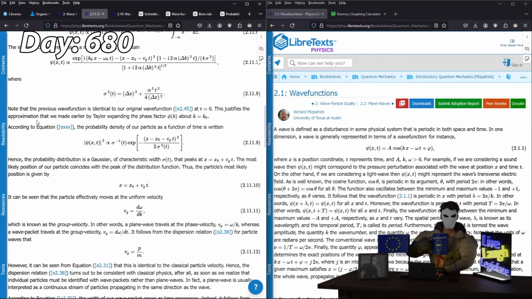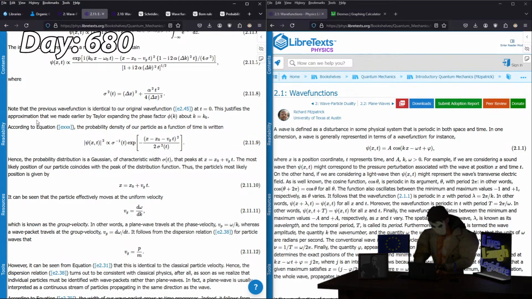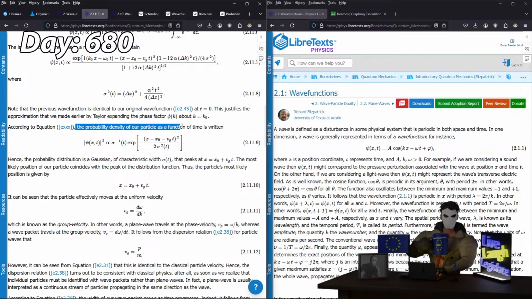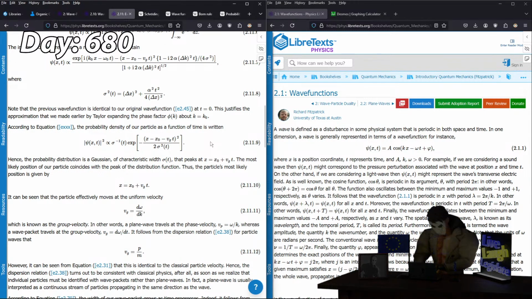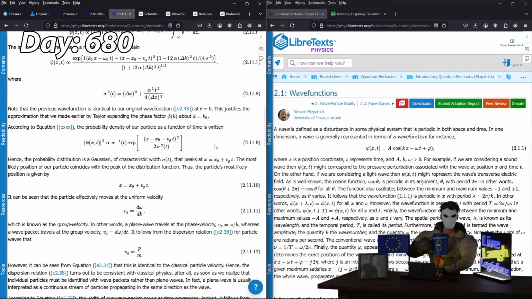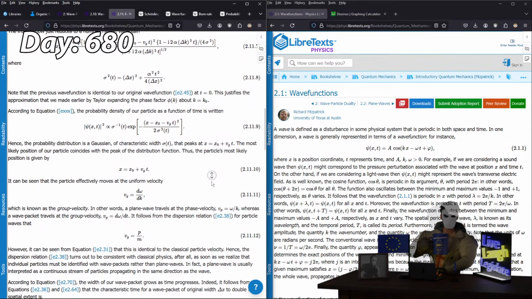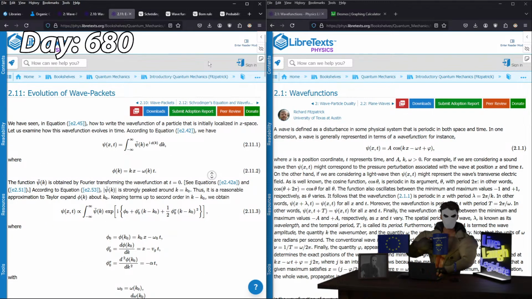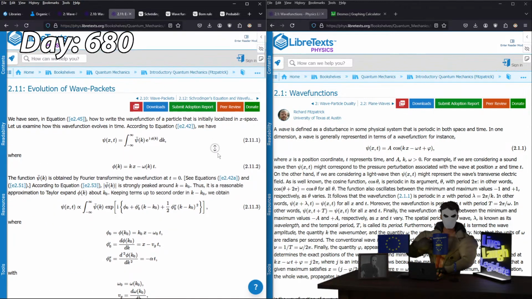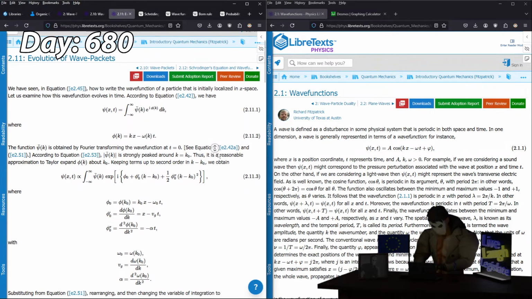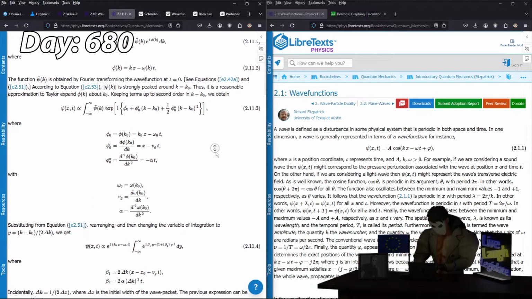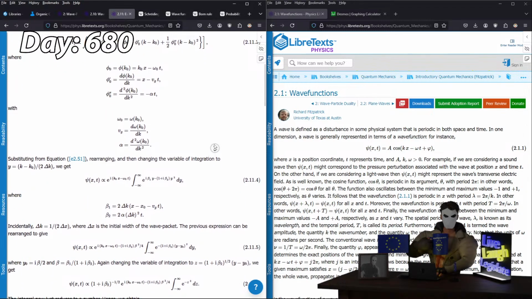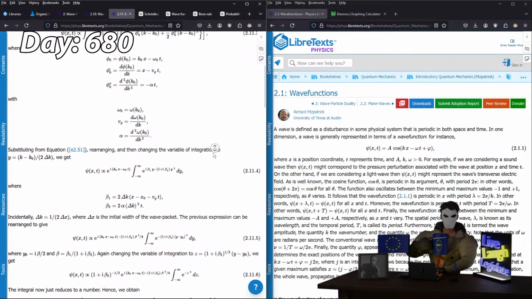The probability density of our particle as a function of time is written. But that's not every particle, is it? It's our particle, because in the last chapter we just assumed it to be a Gaussian. Cool. It's a Gaussian, characterized by the peak. The most likely position of a particle resides at the peak of the distribution function. Hold on, though. Right here, we start with this assumption. Are we taking any other additional assumptions? No, this is just an exponential. Never mind, this might be a chapter that actually proves that every single one is a Gaussian.